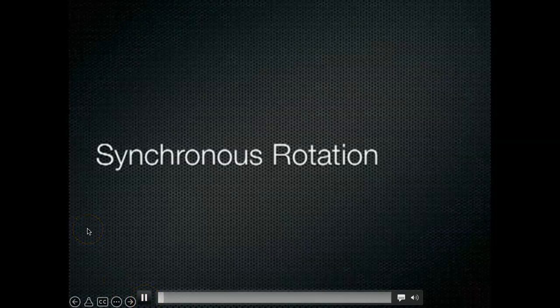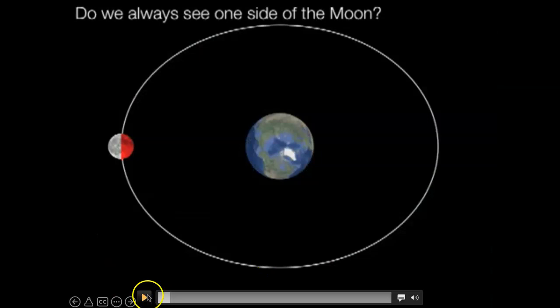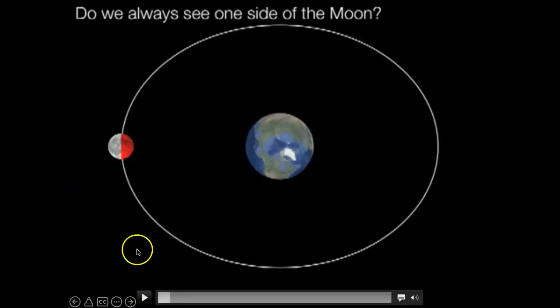Here's a little simulation for us. All right, so here we are. We're looking down at the Earth and the moon from above the North Pole. There's the North Pole right there, there's North America, there's Asia. So here we are looking down at the solar system from north. And let's say we paint half of the moon red.